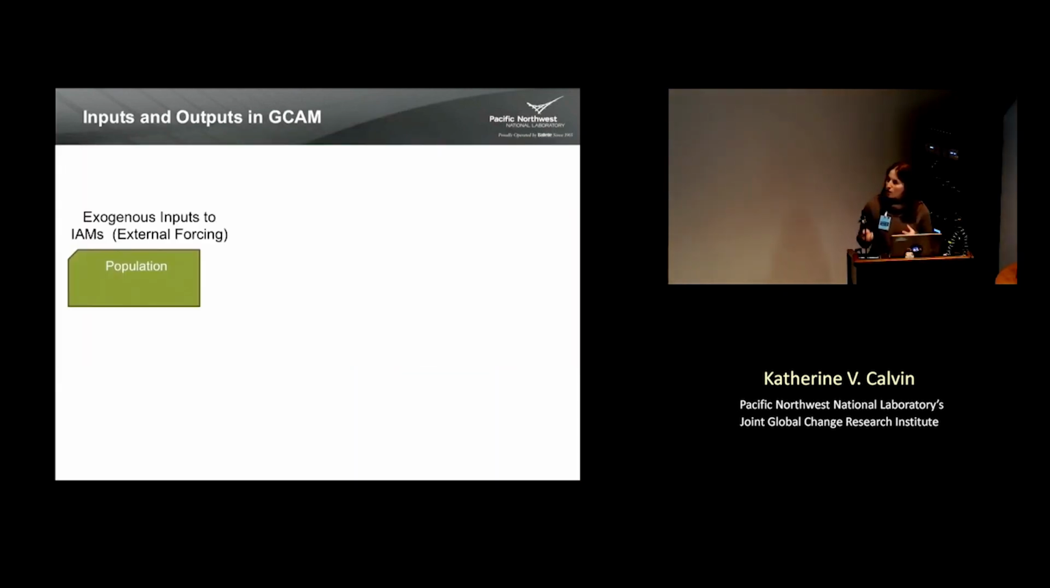Okay. So just to give you a little idea of what goes in and out of the model. There are a lot of things that are exogenous to GCAM. So they're external forcers that we put into the model. They're not predicted. So population is not predicted in the model. We give it that information. Labor productivity, yes.